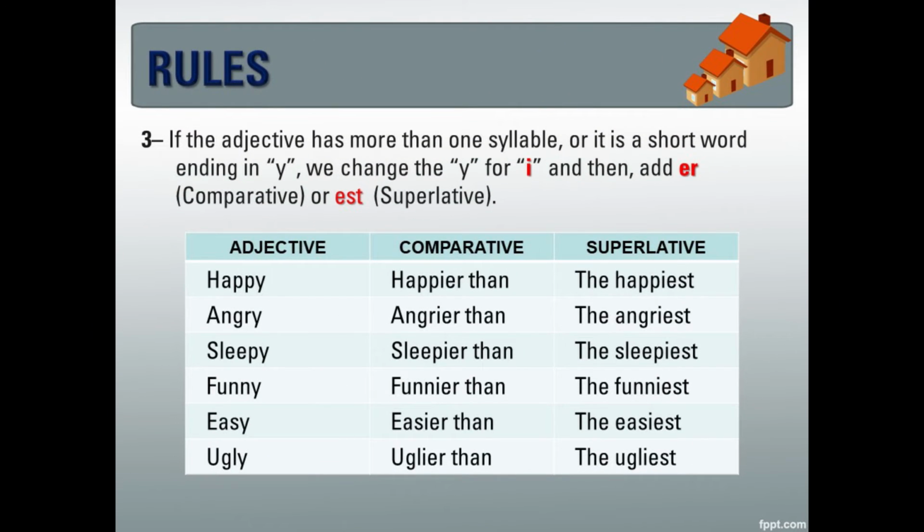Rules. 3. If the adjective has more than one syllable, or it is a short word ending in y, we change the y for i, and then add er, comparative, or est, superlative.